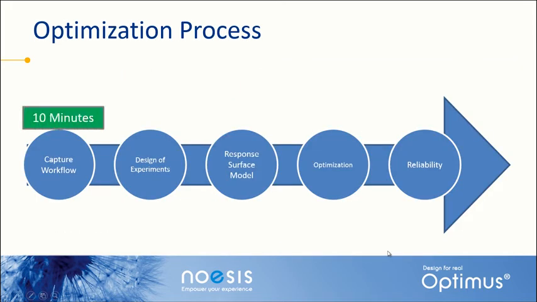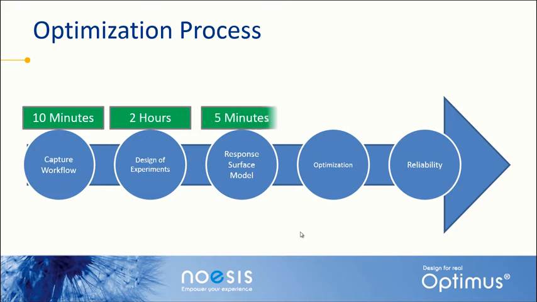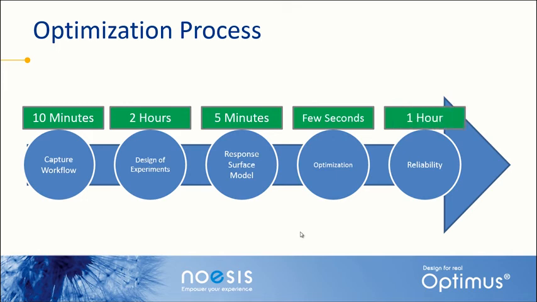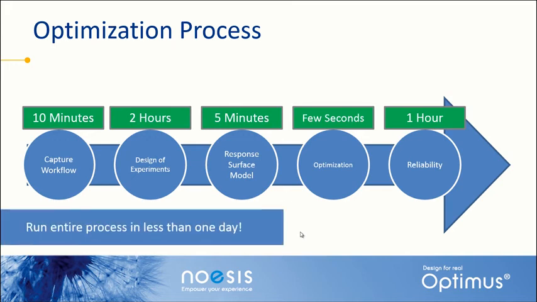So finally, the impact of our optimization process. It took us 10 minutes to capture the workflow, 2 hours to run the initial design of experiments, about 5 minutes to automatically select the appropriate response surface models, and then just a few seconds to run the optimization. Then, if we wanted to find a reliable optimum, it took about an hour to run that FORM and FOSM optimization. Well, what we have is that in less than a day, we were able to run the entire optimization process.